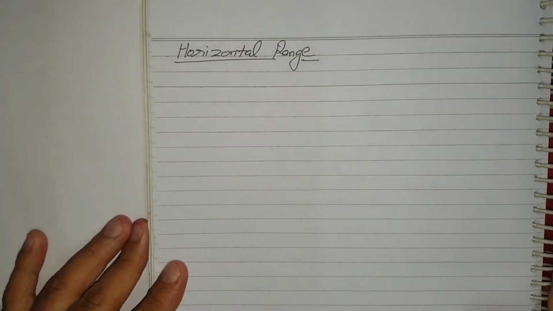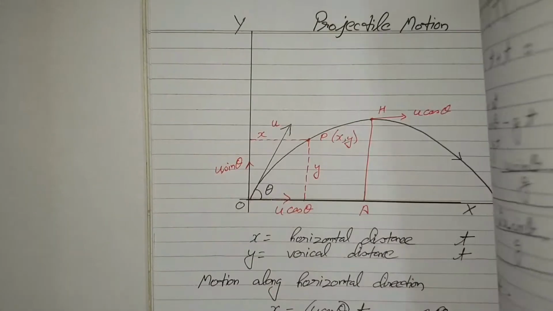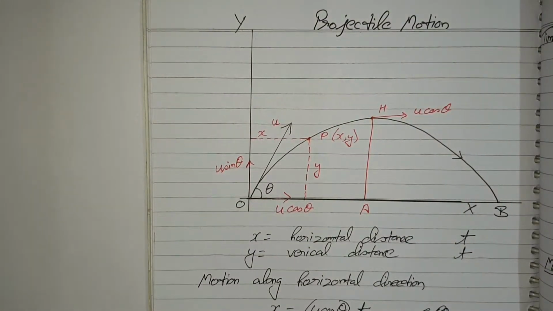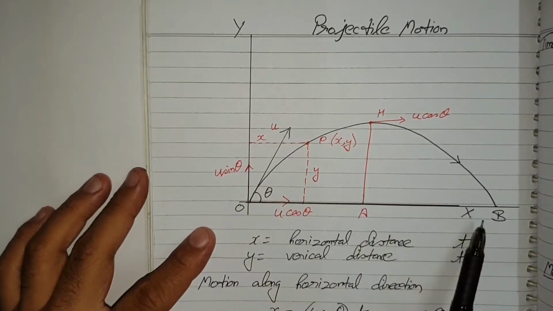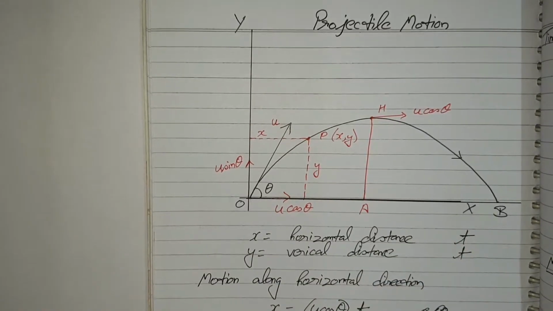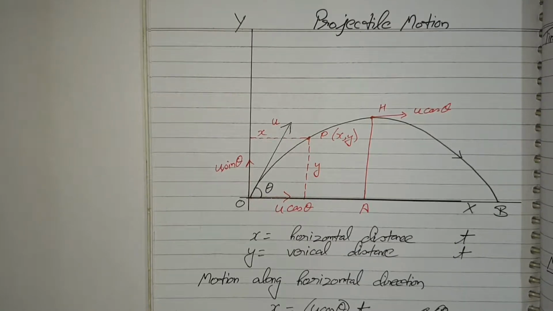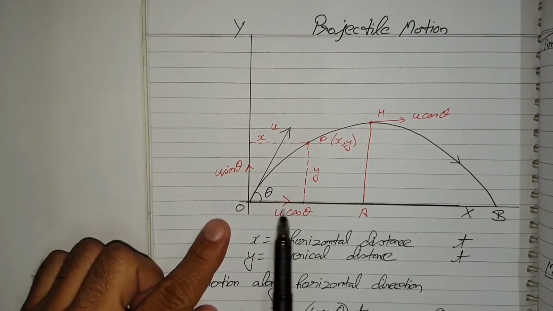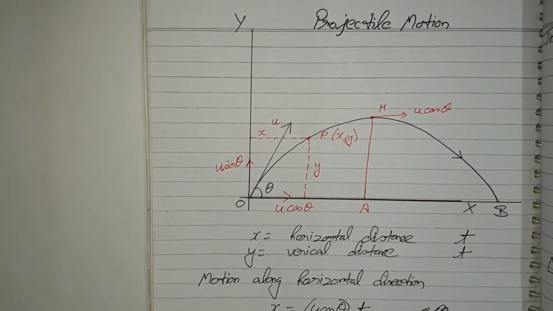Horizontal range. It is the horizontal distance covered by the object between its point of projection and the point of hitting the ground. It is denoted by R. So if we talk about this, the horizontal range is from point O to point P. So this is the horizontal range. Now see, the horizontal range is basically the horizontal distance covered by the object, and we know that throughout its motion u cos theta is constant, and to find the horizontal range, we will do speed into time.